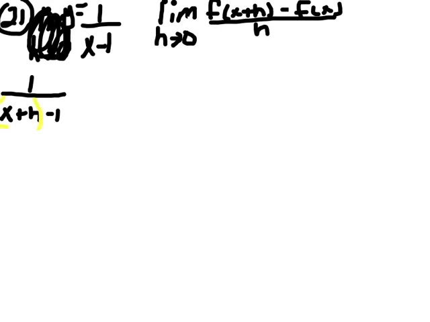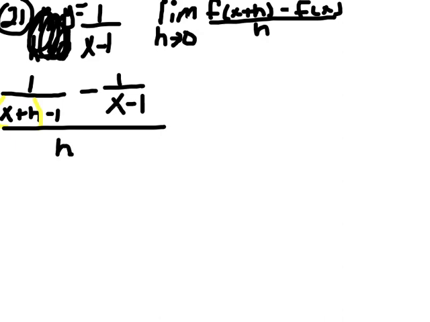I don't want to really have to rewrite it, but I could have done that, because that's really how I have to think: to plug that x plus h in. Now I have to subtract f of x, and it's x minus 1, all over h.